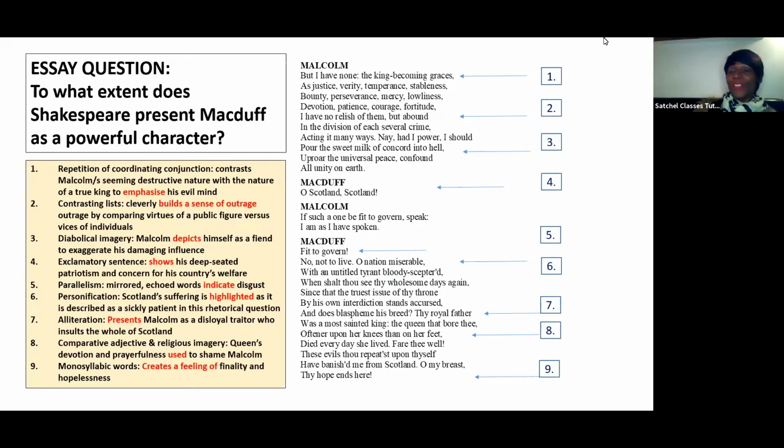So we're answering the question, is Macduff a powerful character? Well, Malcolm is tempting him. Malcolm is saying here, you can see where I'm pointing to number one, but I don't have any kingly graces, but this is what I'm like. So the repetition of that coordinating conjunction, "but," is contrasting Malcolm's destructive nature with what is supposed to be the true nature of a king. It's really emphasizing his evil mind.